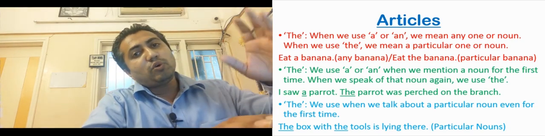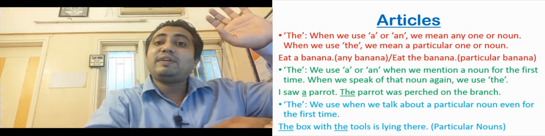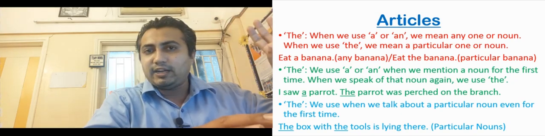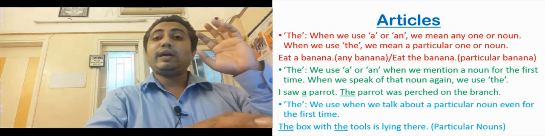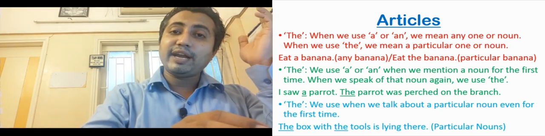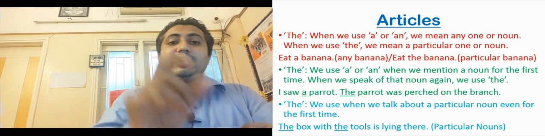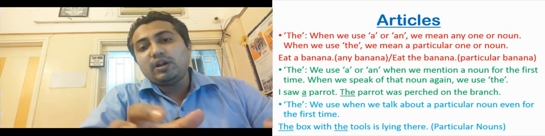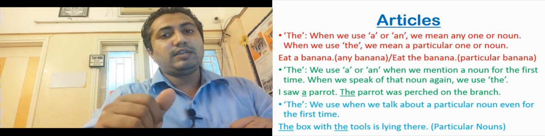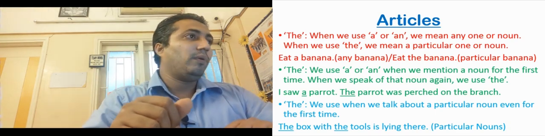So a and an were talking about anyone, so they are indefinite articles, not defined. They did not tell exactly किसके बारे में. It can be anyone. So that is why they are called indefinite articles. But the tells about a particular one, and that is why it is called a definite article. The is a definite article.